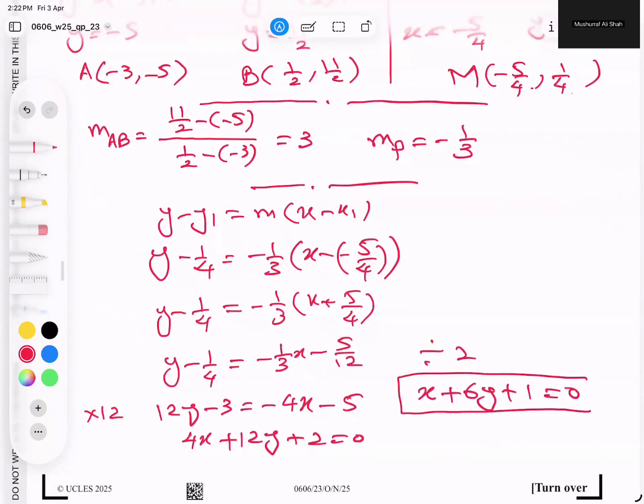So the simplest form is not compulsory, but it is good to do. Let me recheck. This is plus 2, and 2 twos are 2, sorry, and 2 sixes are 12, and 2 ones are 2. I think the point is very clear and the question is completely clear.